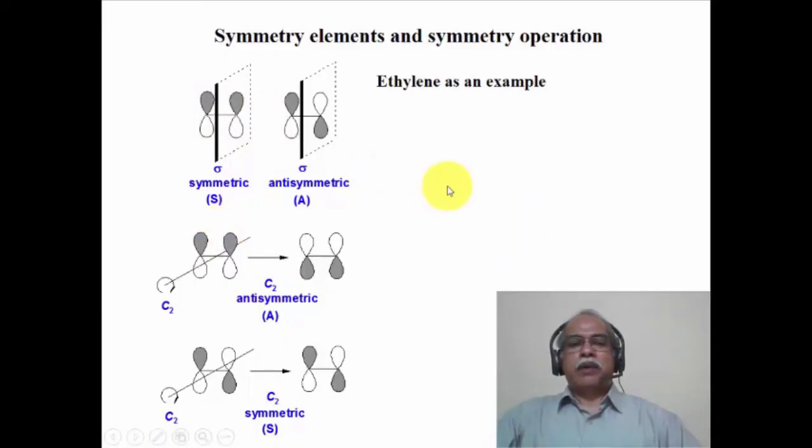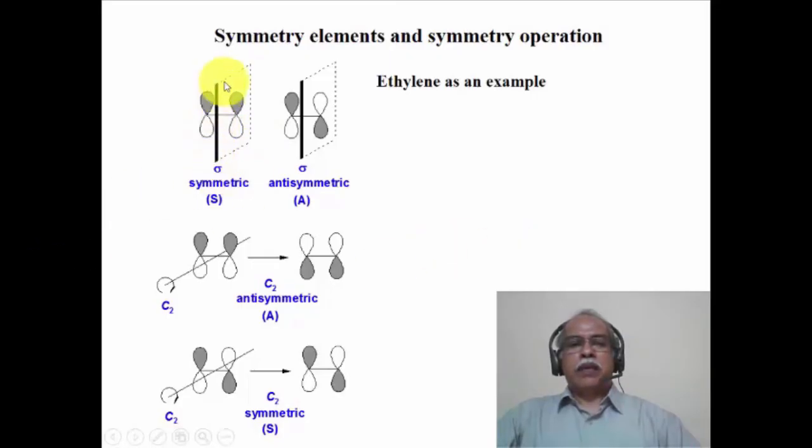Now let us take the example of trying to identify the mirror symmetry that may or may not be present in the ethylene molecular orbital. This is the pi molecular orbital of ethylene. This is a pi star molecular orbital of ethylene. Now when we are considering a symmetry plane, the symmetry plane should bisect the carbon-carbon bond. So this vertical plane is the symmetry plane with respect to which we are trying to identify whether this molecular orbital is symmetric or antisymmetric.